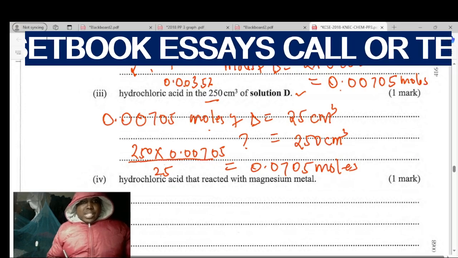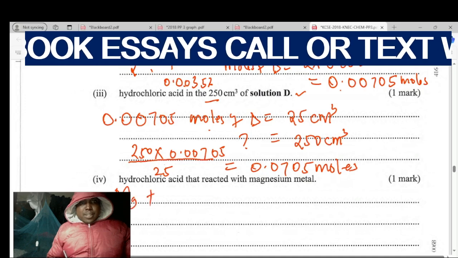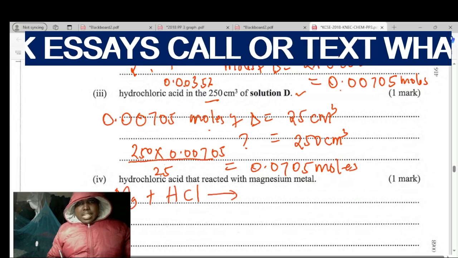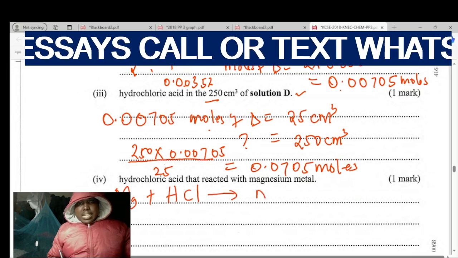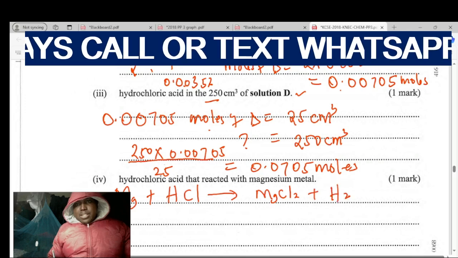So you need to write the equation and check now. So magnesium reacted with HCl to form magnesium chloride plus hydrogen gas. We put it to here.